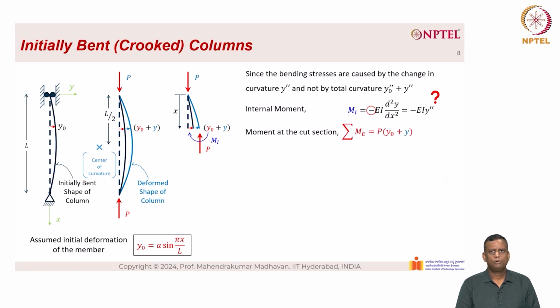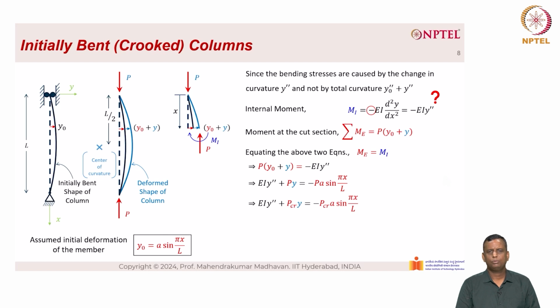Therefore, it is given as minus, and the moment at the cut section is given as P into y0 plus y to take care of the equilibrium. Now, equating the above two equations, M external equal to M internal, we have P into y0 plus y equal to minus EI y double dash, which is again given as EI y double dash plus Py equal to minus P A sin pi x by L. Here y0 is substituted as A sin pi x by L.